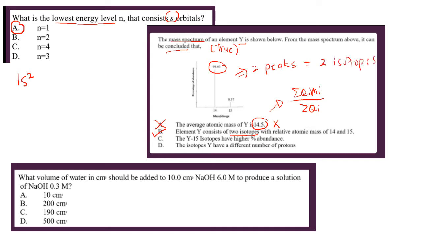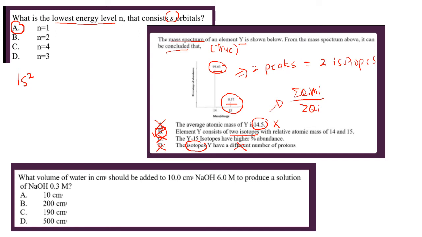Option C, the Y15 isotope has a higher percentage. If you look here, this one is 99 point something and this one is 0.3 something, so it's wrong. Option D, the isotopes of Y have a different number of protons. Since it is mentioned about isotopes, they are going to have the same number of protons. So option D is also wrong, and the correct option is option B.